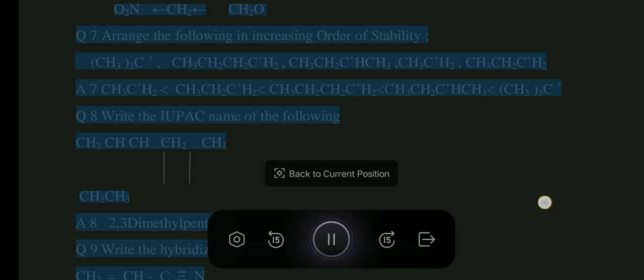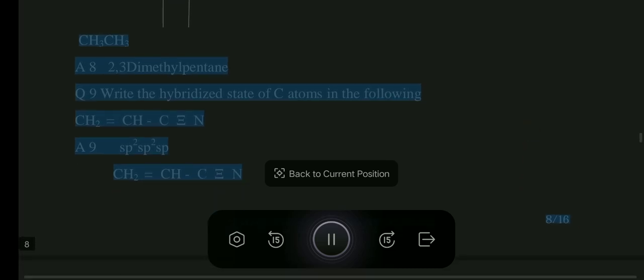Q8. Write the IUPAC name of the following: A8. 2,3-dimethylpentane. Q9. Write the hybridized state of C atoms in the following: CH2=CH-C≡N. A9. sp2, sp2, sp. CH2=CH-C≡N.